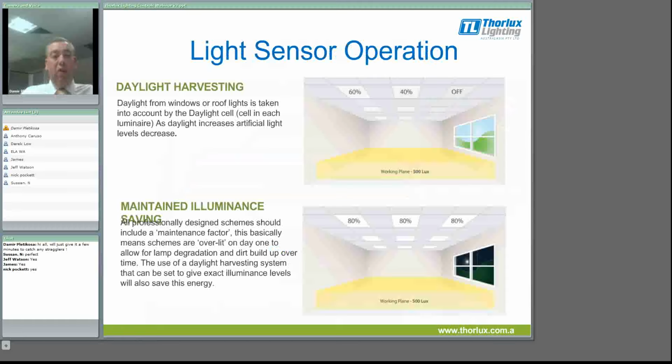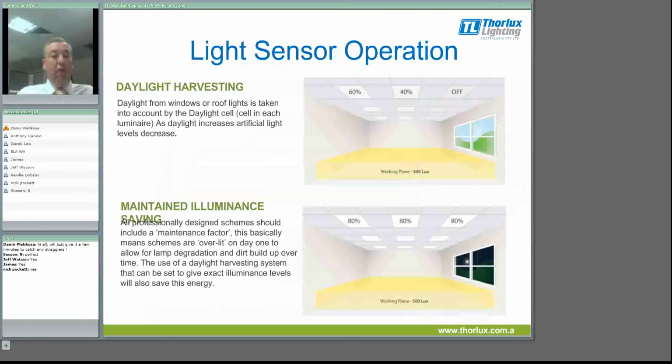If we look at the top slide, we can see that during the working day, with the sun coming in through the window, the luminaires closest to the window will probably be off or at an extremely low level. The luminaires in the centre of the room are probably going to be on at 40%, and the luminaires closest to the wall, so furthest away from the window, receiving the least daylight, will be running at approximately 60%.